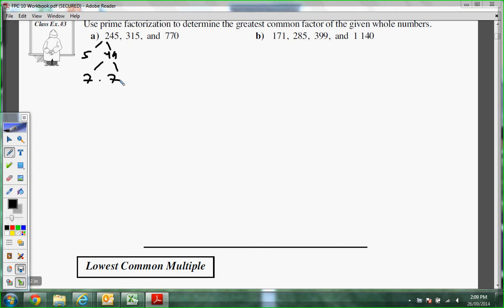5, good. Keep that for me. 63. 5 times 63, and then what's 63 break down to? 7 times 9, and then 9 breaks down to? Okay, good. And then 770, Breezy. Yeah, 10 works. 10 times 77, and what's 10 break down to? 5 and 2. Yeah. And then 77?